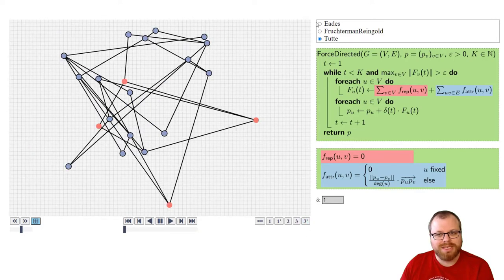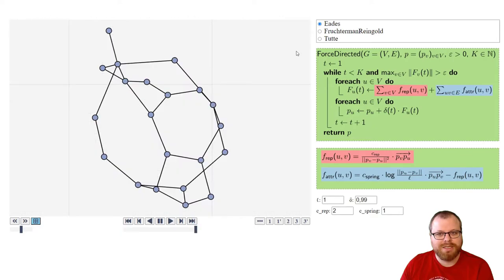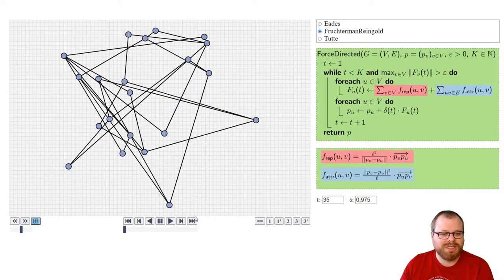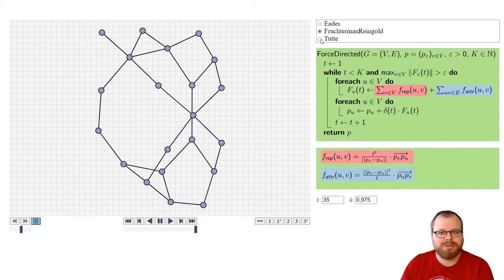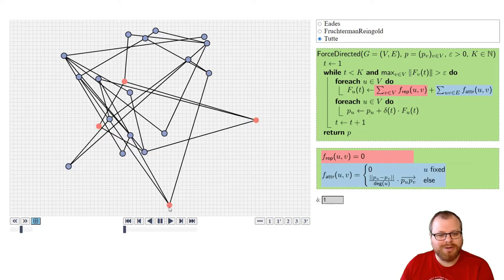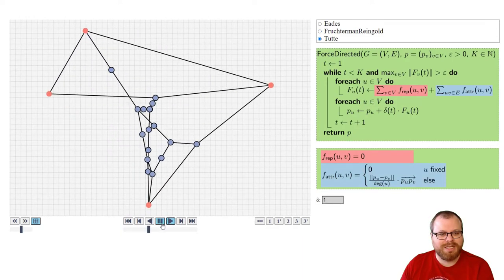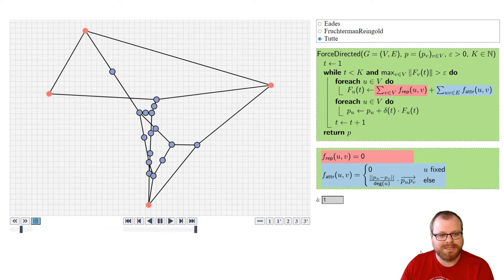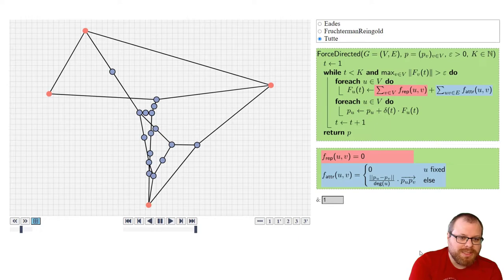Now what about this other graph here, the planar one, where Eades and Fruchterman and Reingold both did not get a planar drawing? The goal is that Tutte draws it planar, but again it fails. Damn. What happened here? Can you see something?